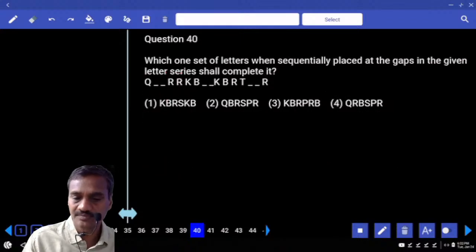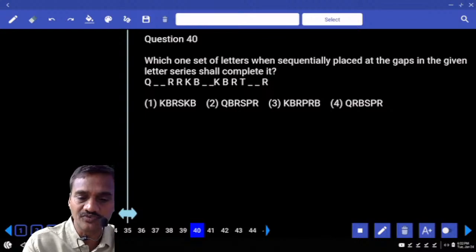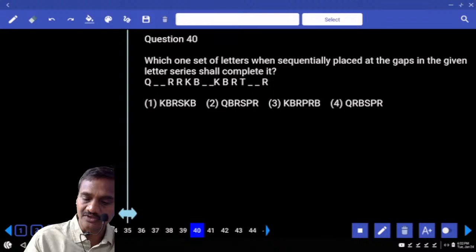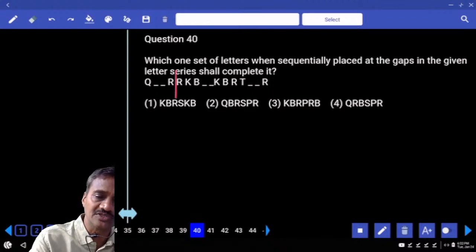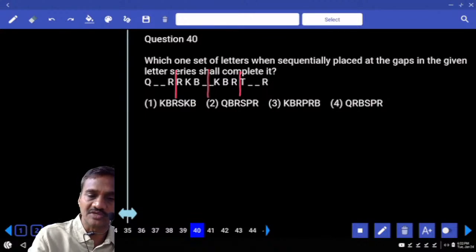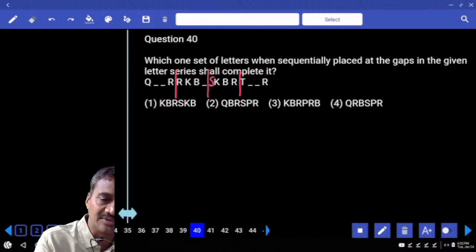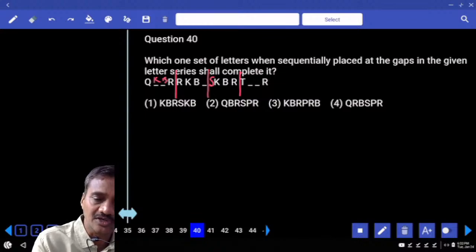Next, 40th. Now in this 40, total elements contain 4, 5, 6, 7, 8, 9, 10, 12, 14, 16. Now 16 elements were there, then we need to divide this into 4 by 4 categories. 1, 2, 3, 4, 1, 2, 3, 4 and so on. Now what is the first element? Q, R, S, T. These are the first letters. And next one, S, K, B, R. Here also KB is common. Here also KBR and KBR.